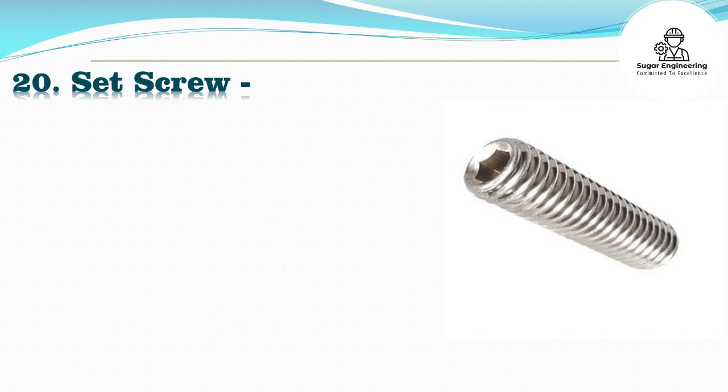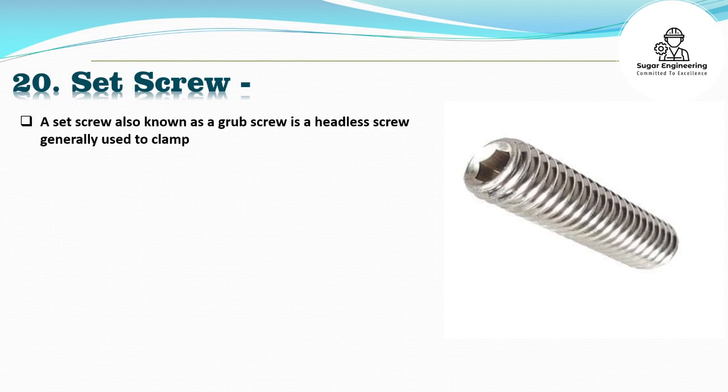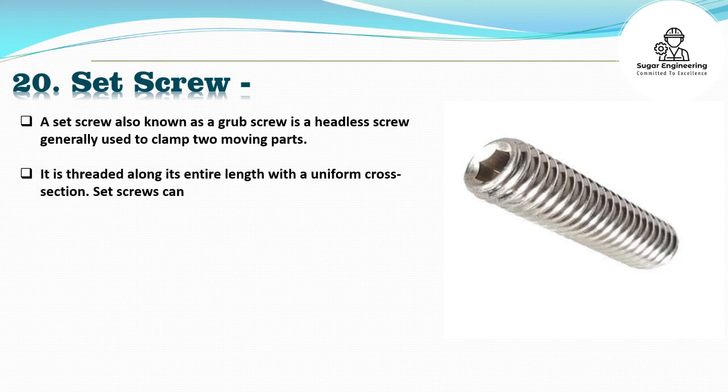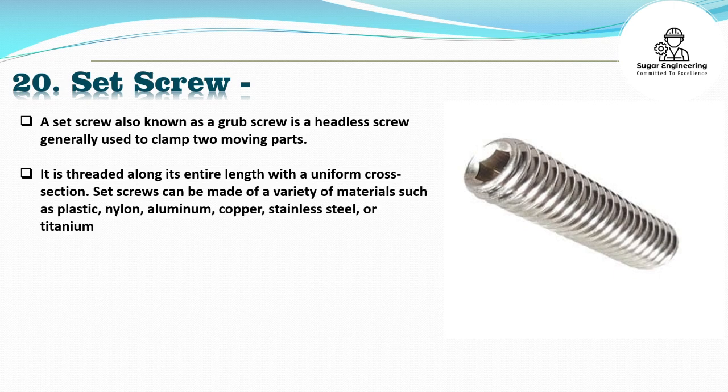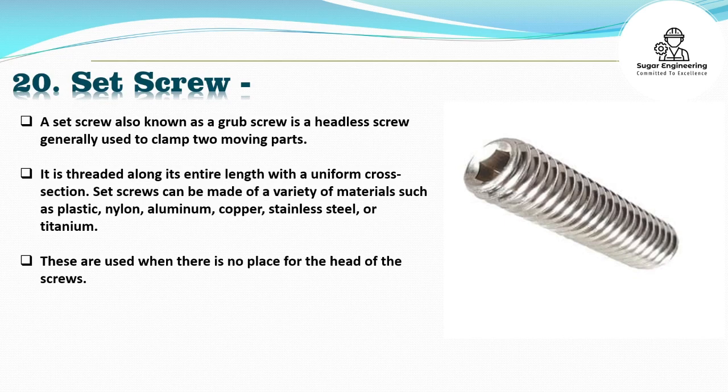20. Set screw. A set screw, also known as a grub screw, is a headless screw generally used to clamp two moving parts. It is threaded along its entire length with a uniform cross-section. Set screws can be made of a variety of materials such as plastic, nylon, aluminum, copper, stainless steel, or titanium. These are used when there is no place for the head of the screws.